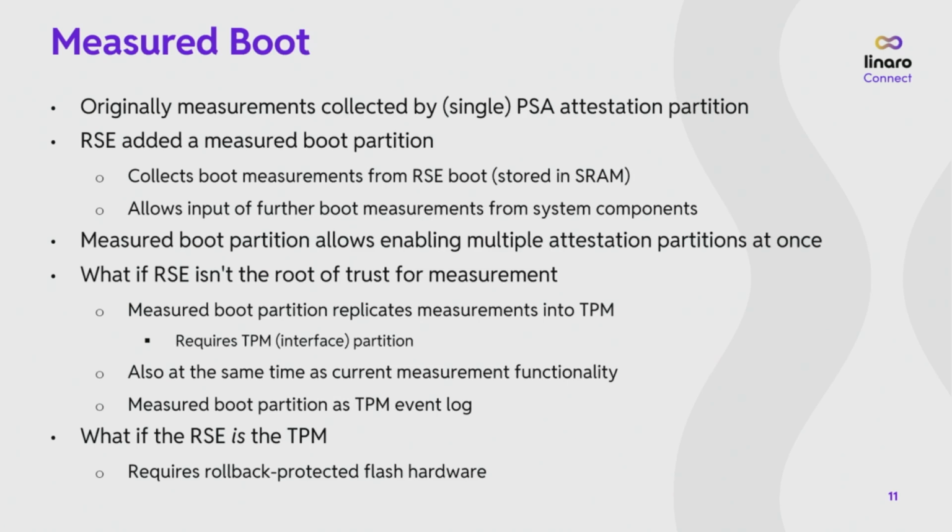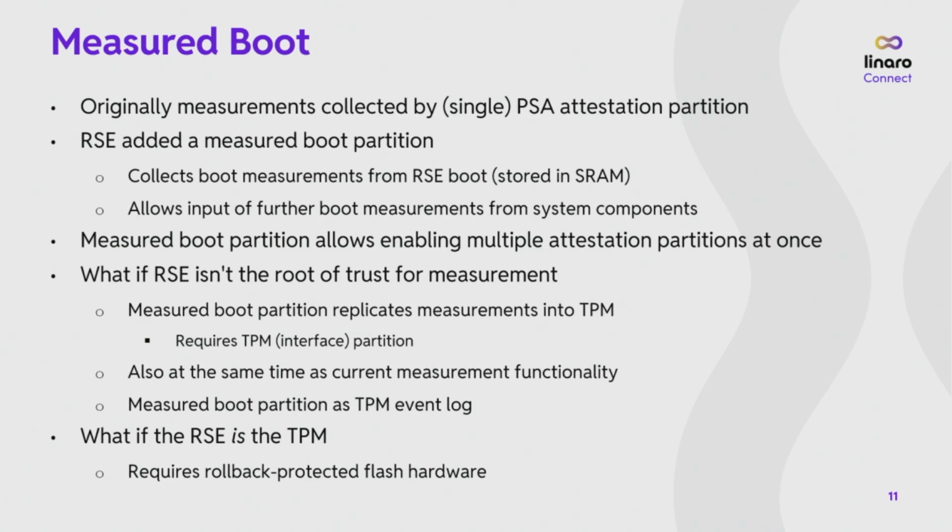One of the things we have done is we've abstracted things out. Originally, the attestation partition did basically the whole stack. It collected all the measurements from the RSE boot up, and then it created certificates. We realized quite quickly that wasn't going to work, because when you have multiple attestation partitions, you can't be duplicating all the logic and all the measurements. So we've separated this into a measured boot partition, which has two purposes. It picks up all the measurements of the RSE bootloaders, and it also allows the input of boot measurements from other system components. So the TF-A bootloaders will now submit measurements to the RSE via that.